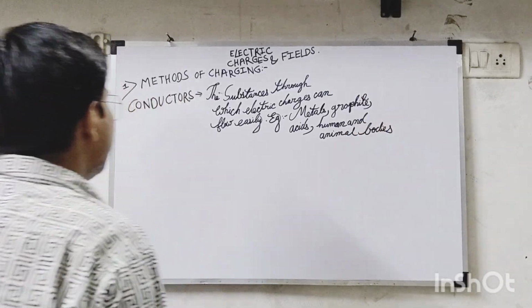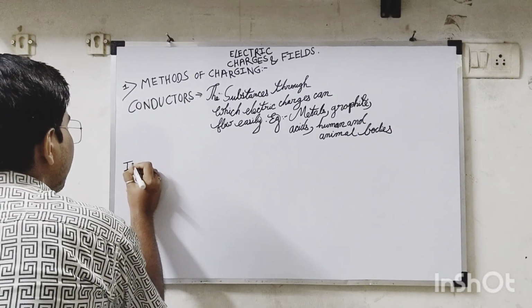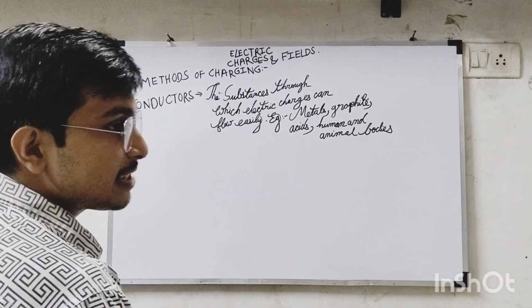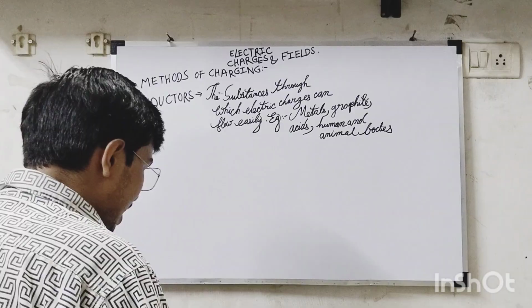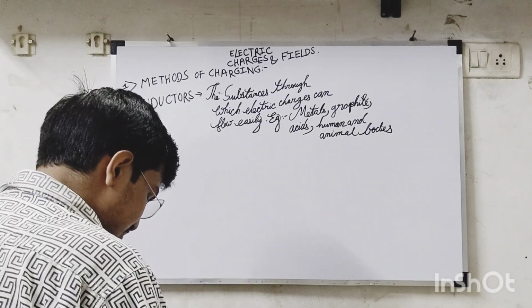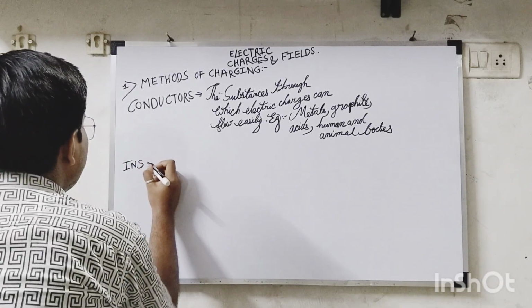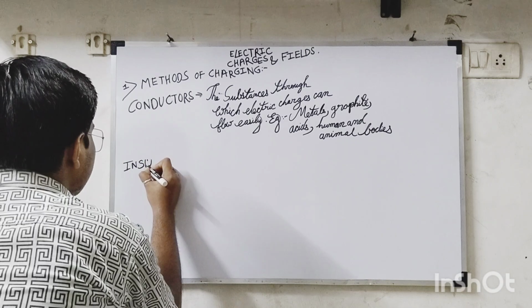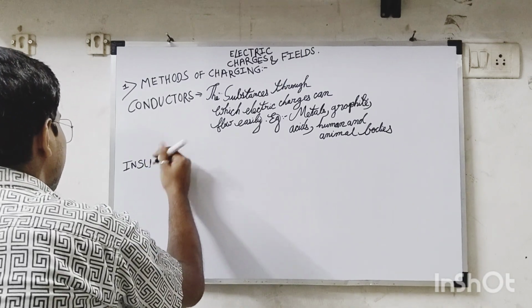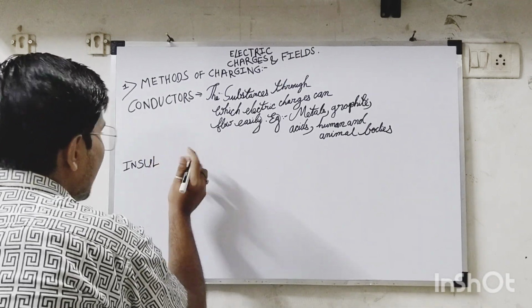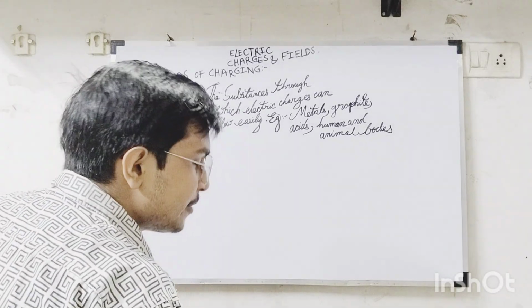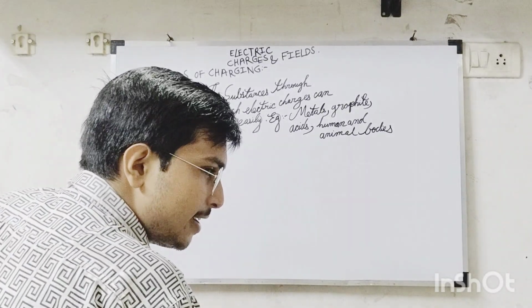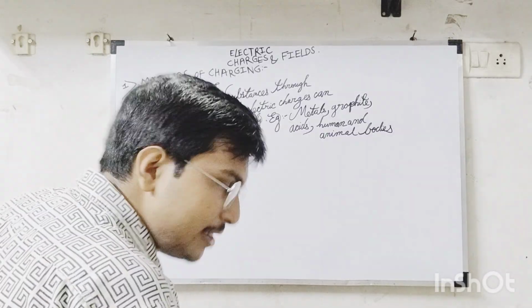Now, what are insulators? I've already told you that the substances through which electric charges cannot flow easily are called insulators. If asked for examples, then glass, diamond, porcelain, plastic. I'm writing it down. Please note it down. If you don't understand the basics, then you won't be able to continue properly with the chapter. For that, you need to see the first part of my video, okay?